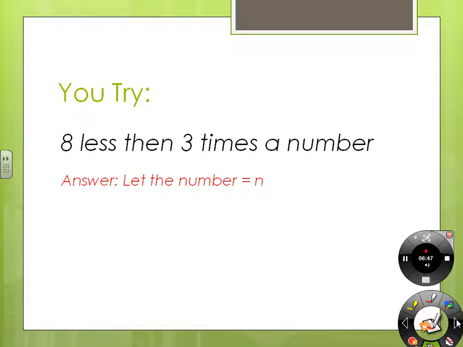So our number will be n. Now there's 2 things happening here. There's 3 times the number, and there's 8 less than that. So the 3n part of it is the 3 times the number, but I had to subtract 8 at the end because it didn't say my number is just 3 times another number. It said my number is 8 less than 3 times another number. So I'd have to take the other number, multiply it by 3, and then I'd have to subtract 8 at the end.